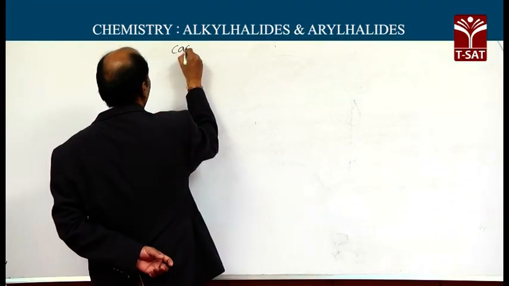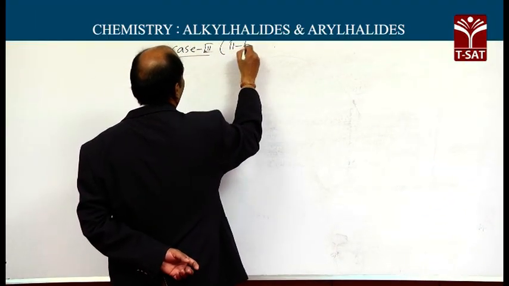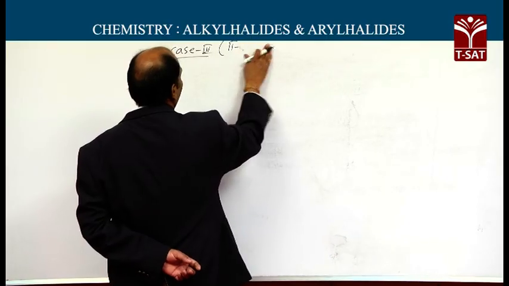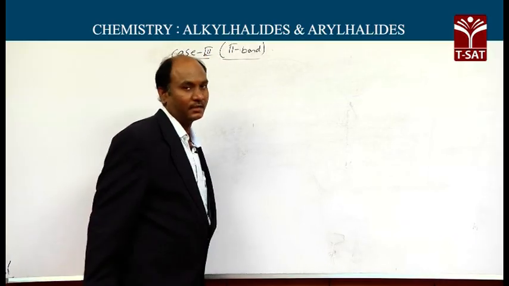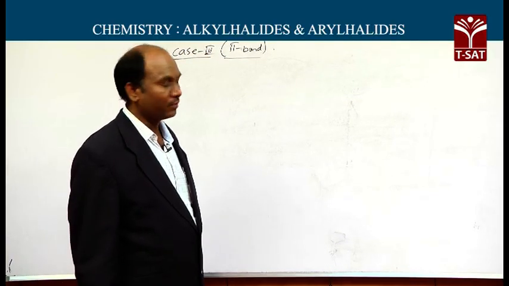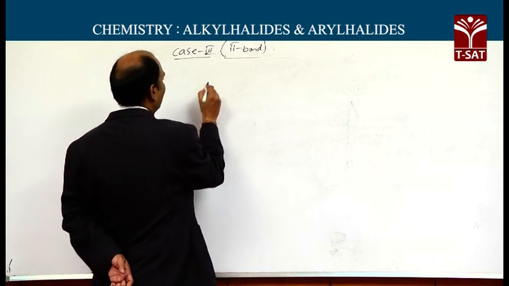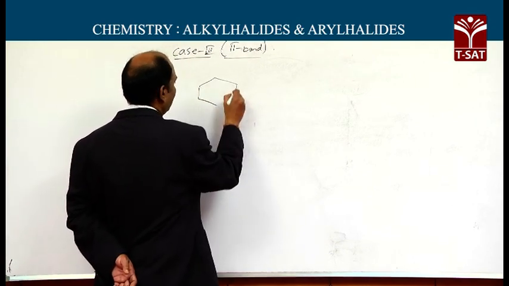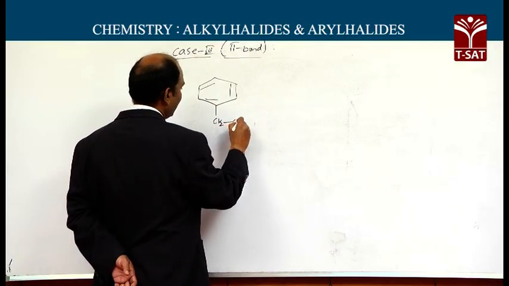In case 3, in this one, a pi bond acts as a nucleophile, an internal nucleophile. This pi bond undergoes neighboring group participation. Here in this example, this is a benzene. Here we have CH2Cl.